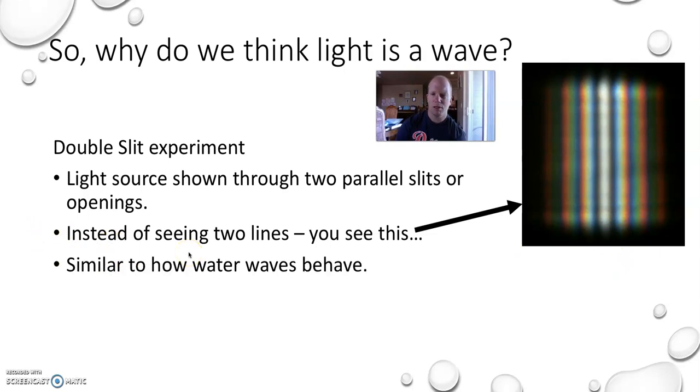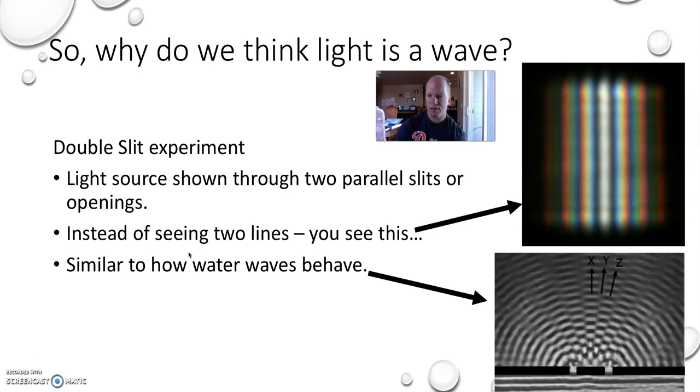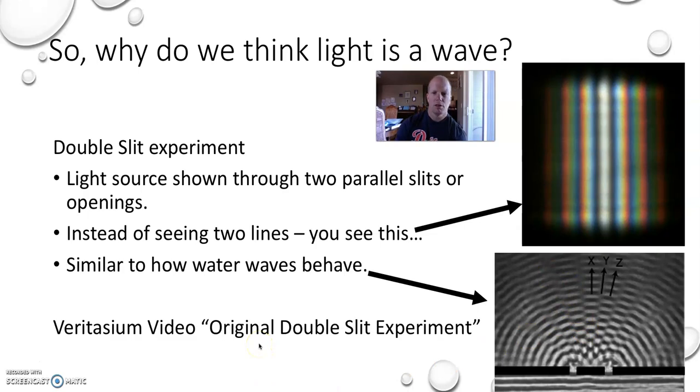Now, this is really similar to how water waves behave, because if I do a double slit experiment with a water wave, you can see the water waves coming in from the bottom here, going through these two slits, and then they kind of radiate out. If you notice, I get a place where there's no wave and a place where there's a wave, and no wave and a wave. So this shows us that light is like a wave. If you have time, you can watch a Veritasium video. It's a channel on YouTube where he actually does this experiment and takes it out in public. It's kind of cool, so check it out.